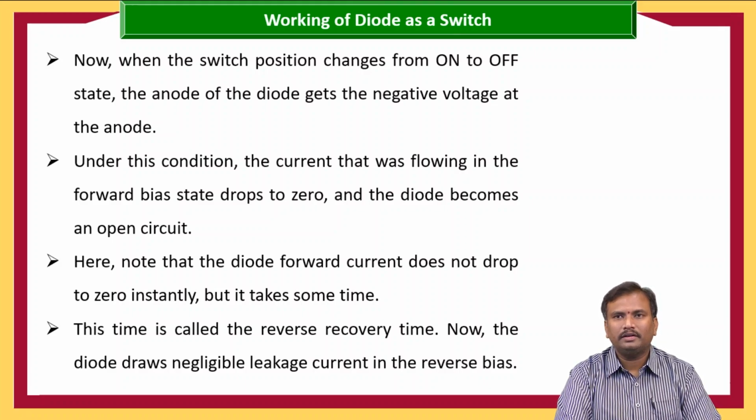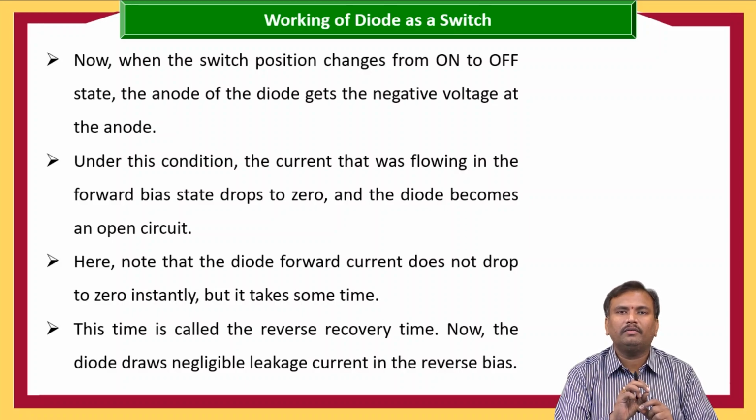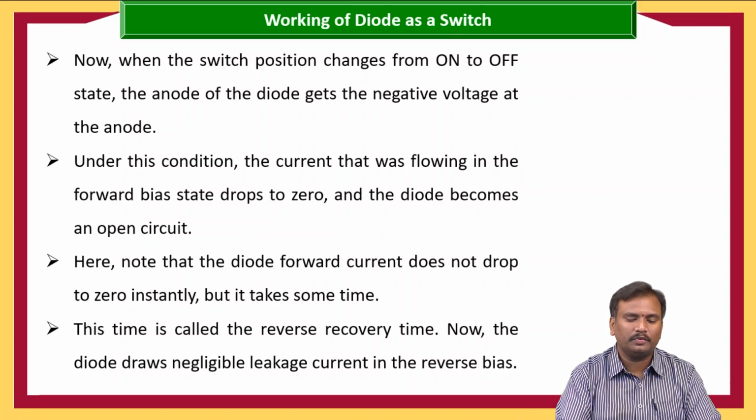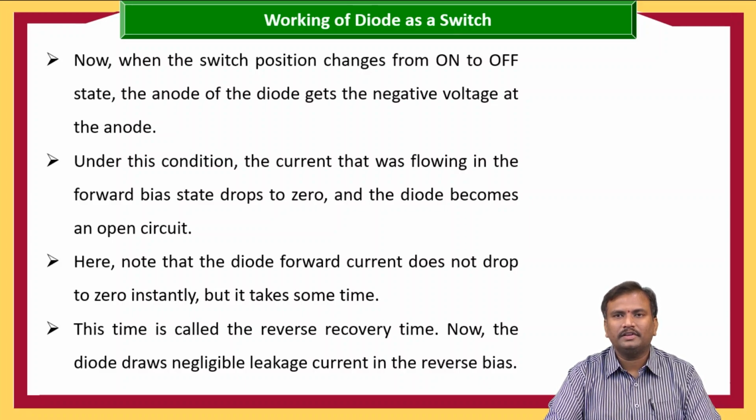Note that the diode forward current does not drop to 0 instantly, but it takes some time. The diode current will not become 0 instantly. It takes some time because of the junction current, because the electrons and the energy in the junction have to move completely to 0. This time is called reverse recovery time.